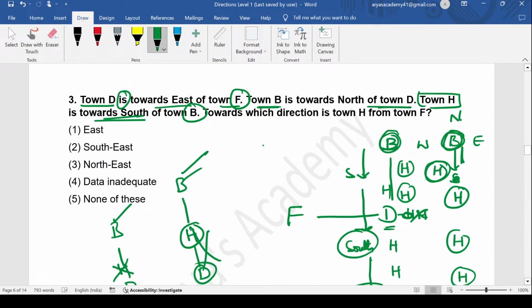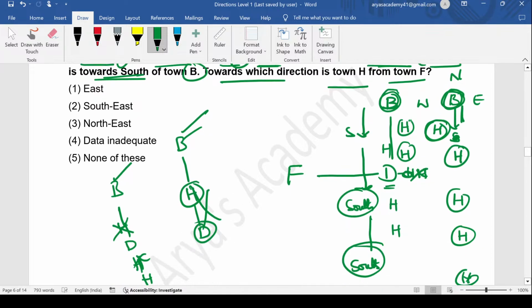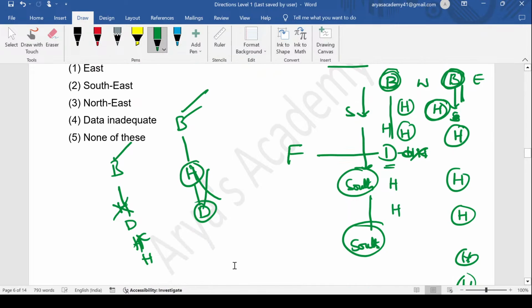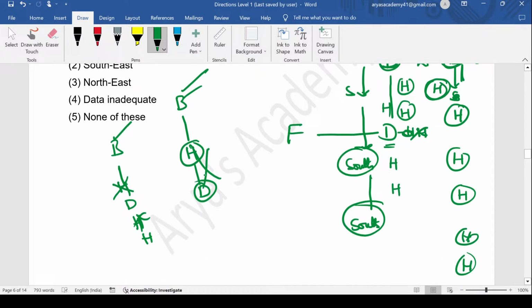If you read out the question, towards which direction is town H from town F? That is the question. Now, can you answer the question? We don't know the exact position of H. H might be above D or might be below D. There will be two answers. So F is here and D is here and B is somewhere over here. Let us assume that H is above D.